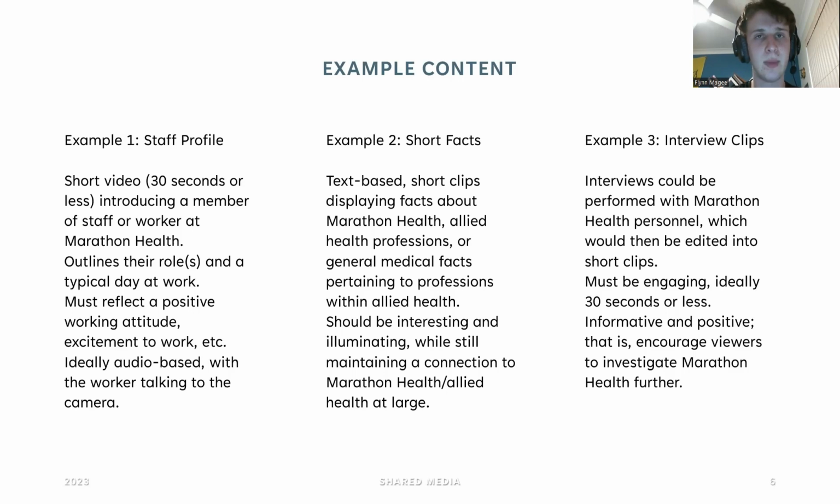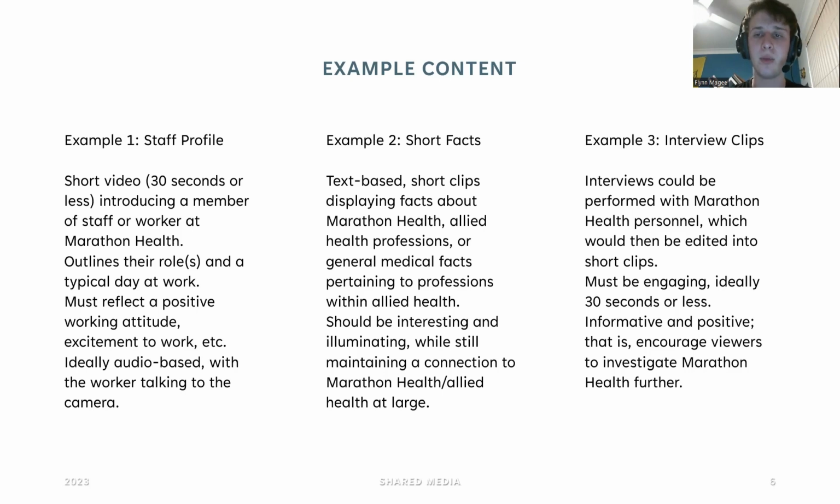Example 2 would be fact videos. They would be text-based in nature, and they would display facts about Marathon Health, allied health professionals, or just medical facts pertaining to professions within the banner of allied health. And they should be interesting and illuminating to the average viewer while still maintaining a connection to Marathon Health as well as allied health at large.